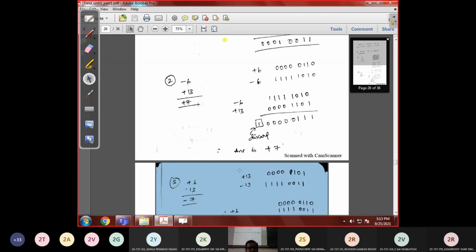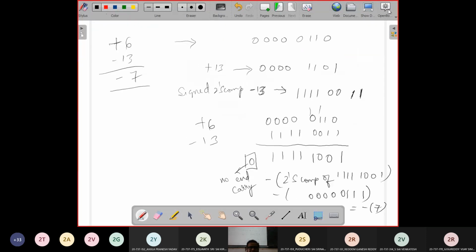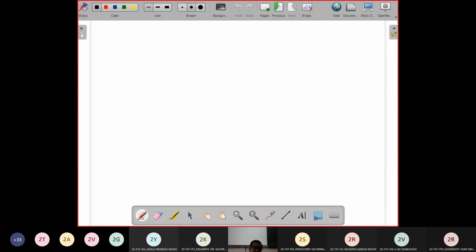Take one more scenario: minus 6 minus 13. In that case, what answer do you expect? Minus 19, sir. Now, can somebody tell me the representation of plus 6 in binary? As both the numbers are negative, first we look at the positive representation of plus 6. Plus 6 is 4 zeros followed by 0, 1, 1, 0. Now, minus 6 would be 1, 1, 1, 1, 1, 0, 1, 0. This is minus 6. Do you agree? What is this representation? 2's complement representation.